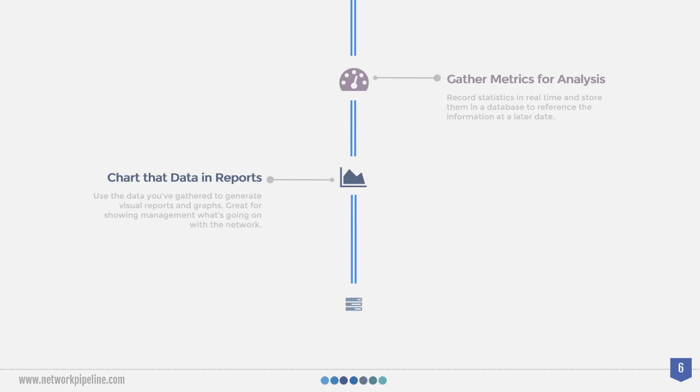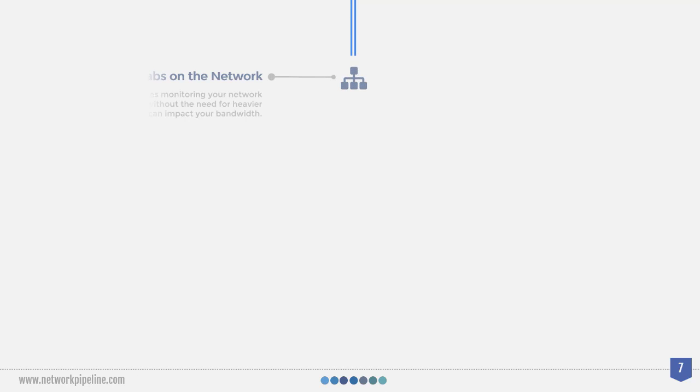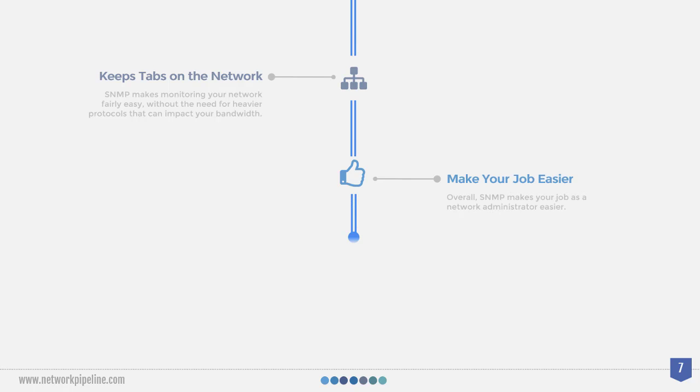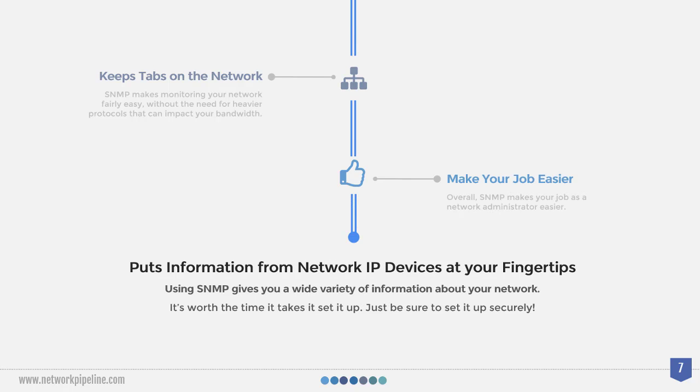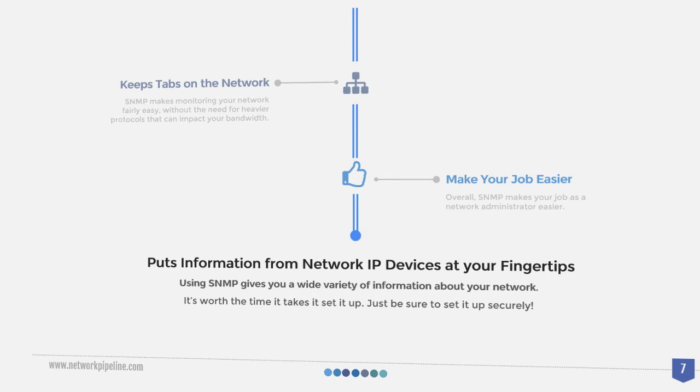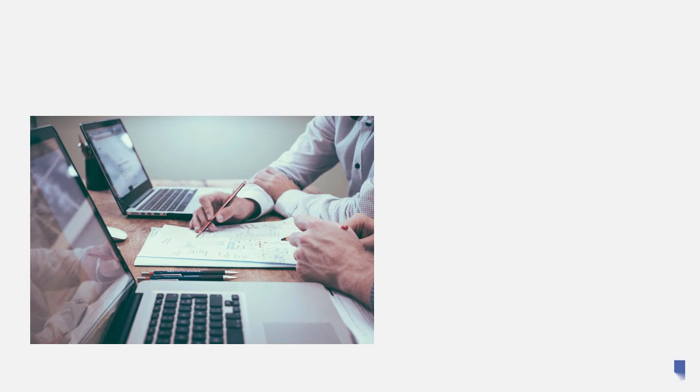Further, we can gather metrics in real time to actively monitor a device, or we can store that data and refer to it later in the form of reports or graphs. And all of this is possible in a user-friendly graphical interface. Overall, SNMP is going to help us to keep tabs on our network and make our jobs easier by supplying the mission-critical information that we need to respond to and resolve issues that pop up on our network. We just need to make sure that we do it securely.